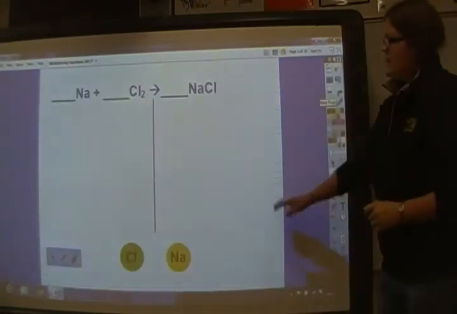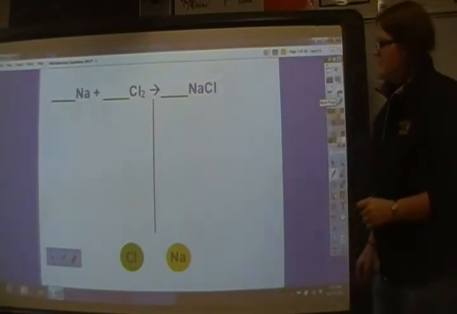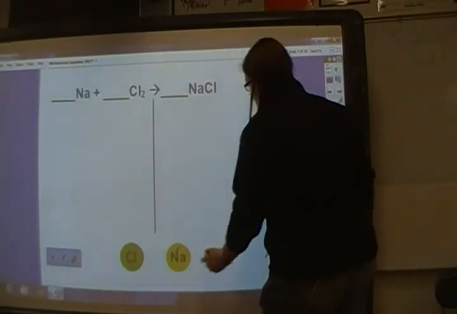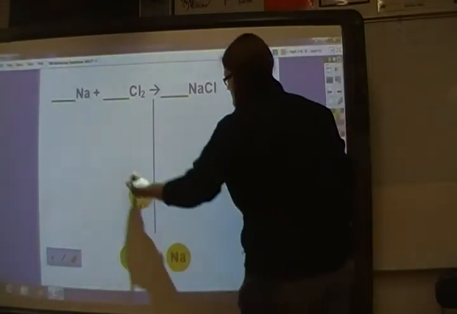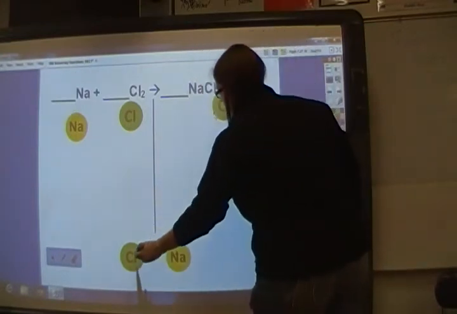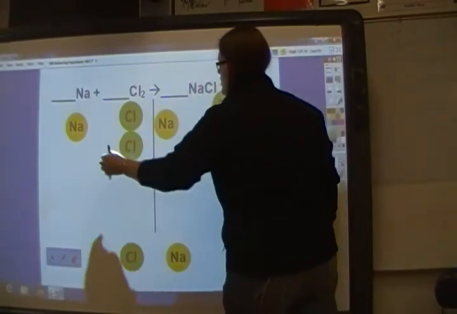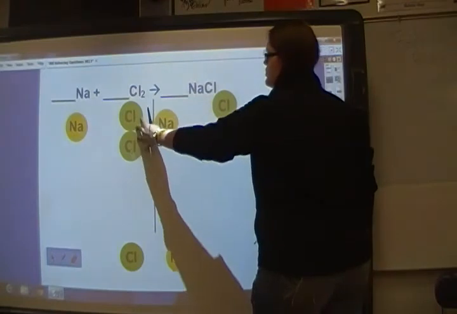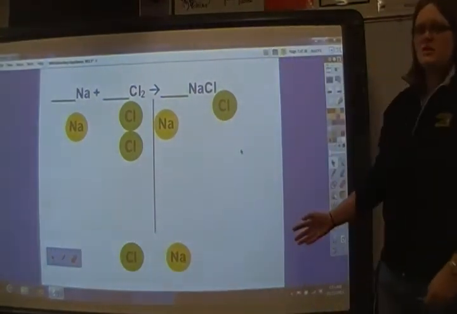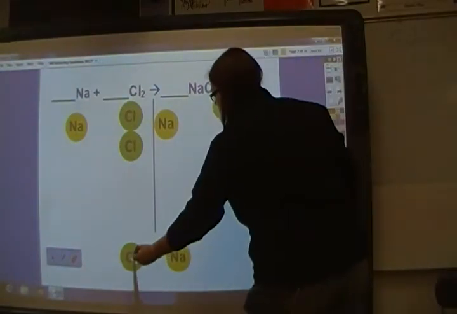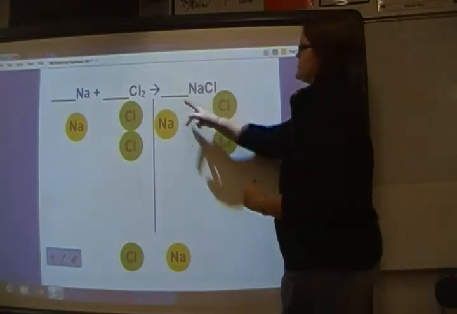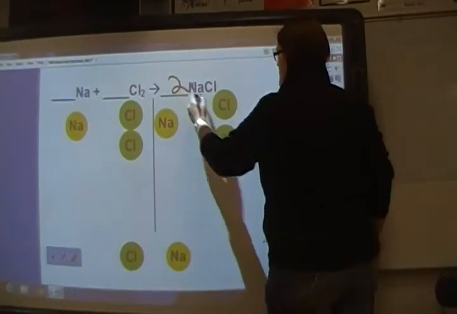So for example, we have this equation: sodium plus chlorine gives us NaCl. Well, we count the number of atoms in the equation, and we'll see that we have 1 sodium, 2 chlorine atoms, 1 sodium, and 1 chlorine atom. We can see that this equation is not balanced. To balance it, we must bring another chlorine, but that's going to change the coefficient in this equation to 2.